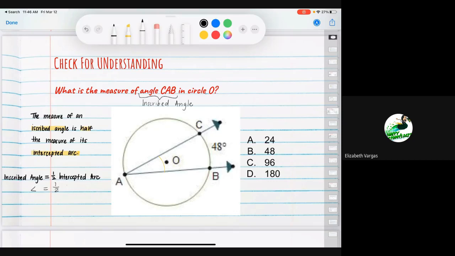Our arc is 48 right here. Right, this would be our arc, C to B. And so we just solve: what is half of 48? Half of 48, sorry, is 24. And so A would in fact be our answer. Great job, guys.